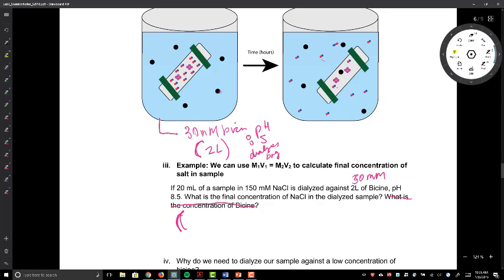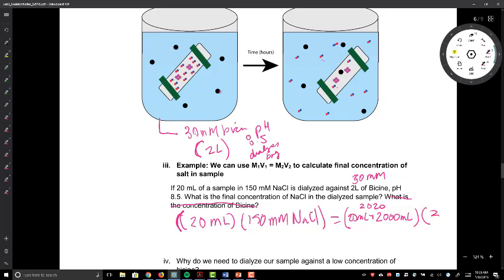So we have 20 mils of 150 millimolar NaCl. So this is our bag before we put it into the dialysis buffer. However, we take the dialysis bag, we put it into the buffer, and we allow it to equilibrate. Our volume becomes 20 mils of the bag plus 2,000 mils. So that's 2,020. So that's the volume of the bag plus the volume of the dialysis buffer.